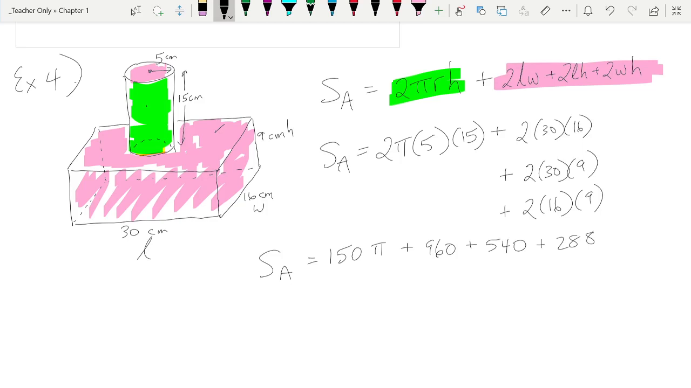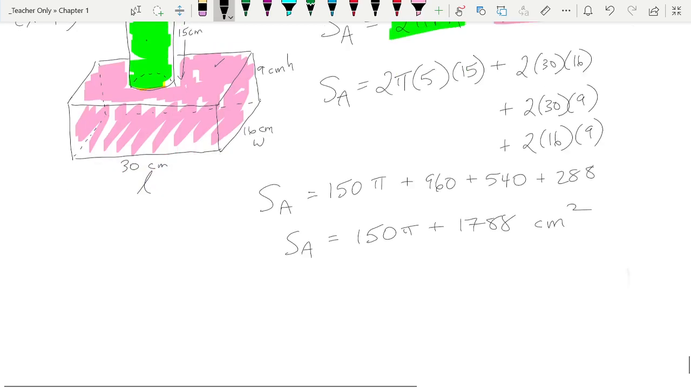If we were being asked to leave our final answer in terms of pies, it would be 150 pies plus 1,788 centimeters squared. I'll do the same thing we've done in the other examples, and I'll get that to 1 decimal or to 2 decimal places. So plus 150 times shift pies. And there we go. 2,259.24.